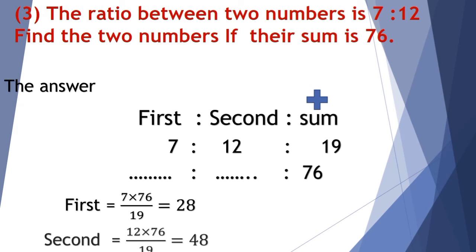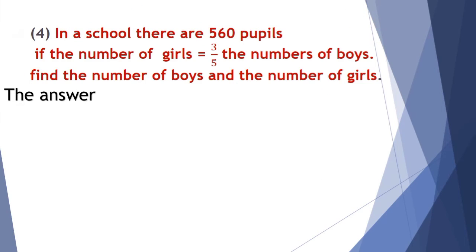What about the second number? It will be 12 times 76 over 19. So the answer will be 48.